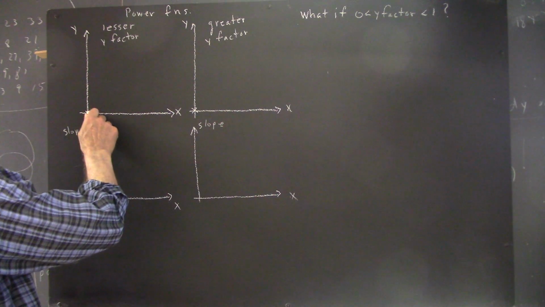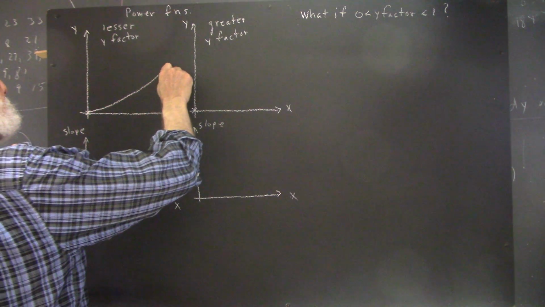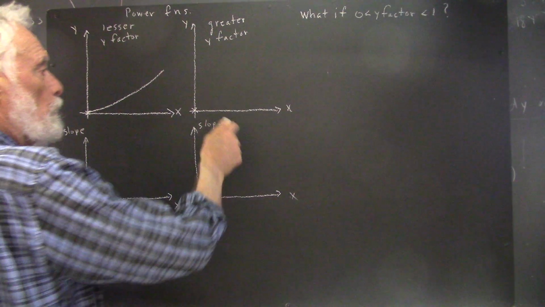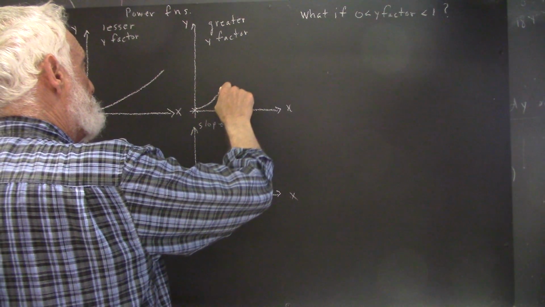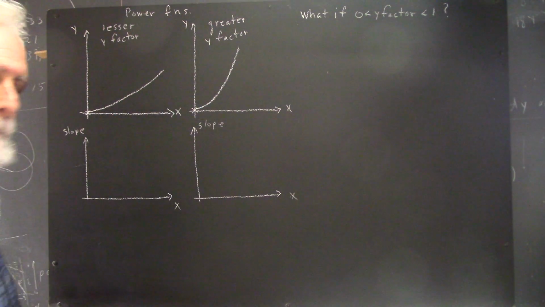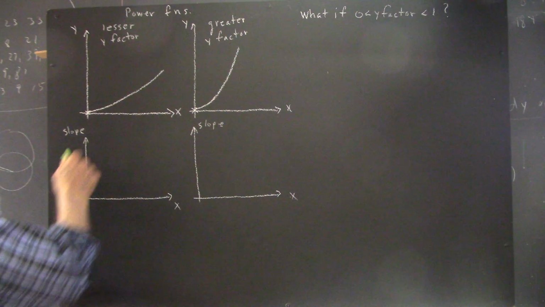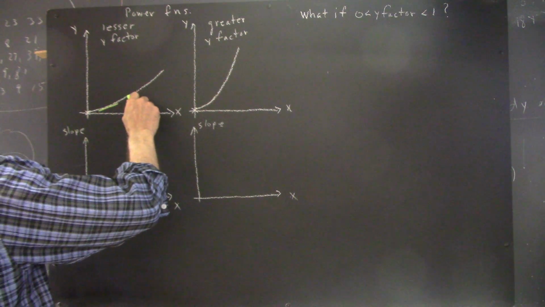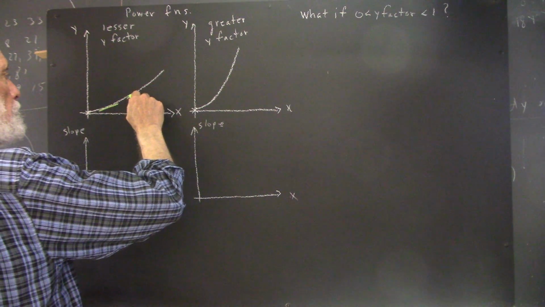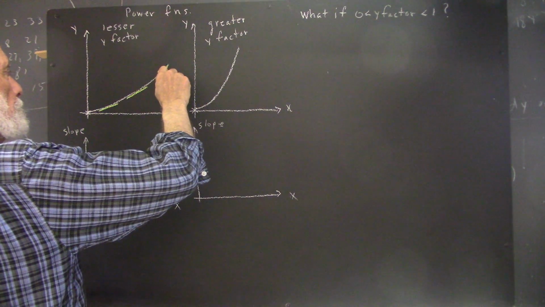We'll just do one here with a lesser y factor. Okay, and then one, assuming the same x scale, with a greater y factor. And now we want to look at the slopes of tangent lines, and I'm going to use green for my tangent lines. Okay, so I'm going to do a tangent line here, and I'm going to do a tangent line here, and I'm going to do a tangent line here.